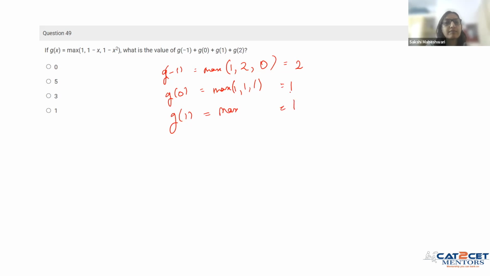Here also this will be 1. Since you put it in 1 here, this becomes 0, 0. If you put g of 2, this will become 1 minus 1, comma, 1 minus 2 is minus 1, and 1 minus 4 is minus 3. So this is also 1. Just add this down, 5. This is very easy.